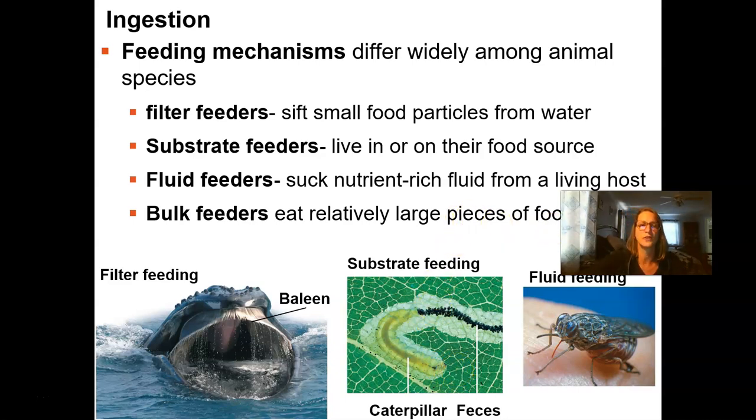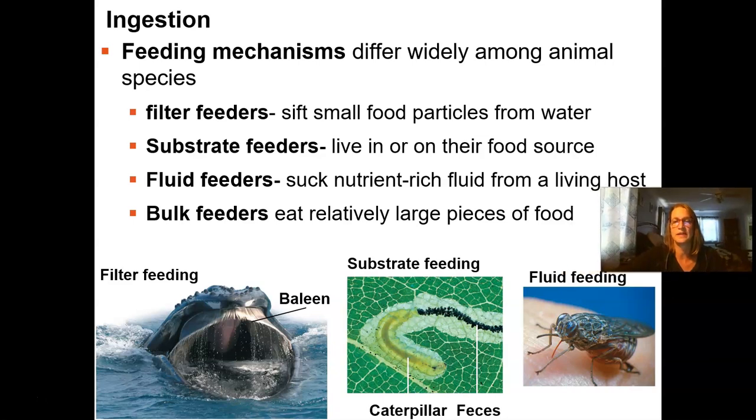And then there's also fluid feeding. Fluid feeders feed on liquid, and typically they suck the liquid from whatever their living host is. So this is a fly feeding on what looks like a human finger, by sucking the blood out of it. And then bulk feeders are what we would typically think of, and we would describe ourselves as bulk feeders.